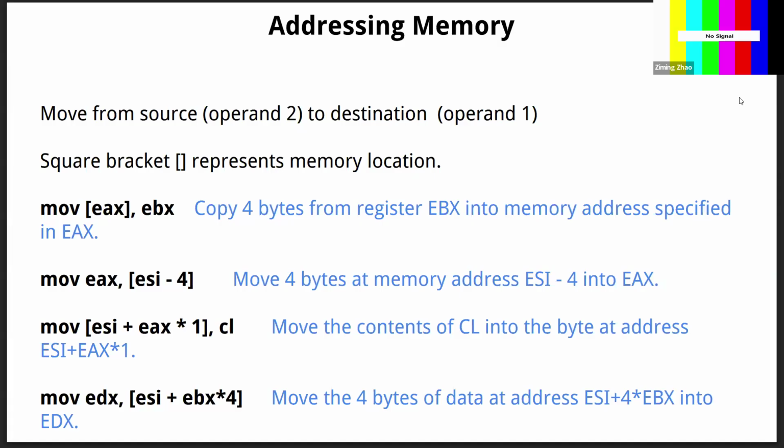ESI is a register, and we're moving that to EX. There is a little bit more complicated syntax. Move CL. What is CL? CL is part of the register ECX, the lowest 8 bits of it, called CL. So this is only 1 byte. We're moving 1 byte of data to where? To where ESI plus EAX times 1.